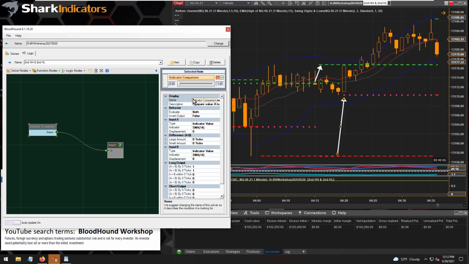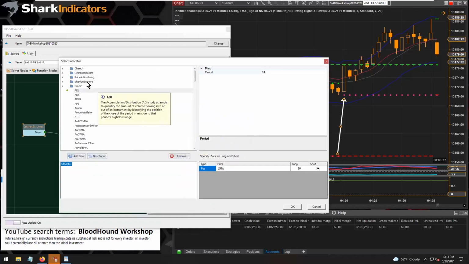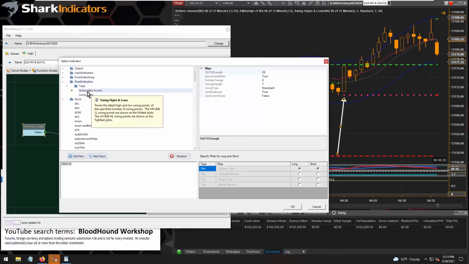So let's connect this in here. So let's name this here. So this is going to be looking for the second higher high, right? Yeah, the second higher high or the second lower low at the same time. So input A, well, that's going to be our swing indicator. So let's plug that in there.